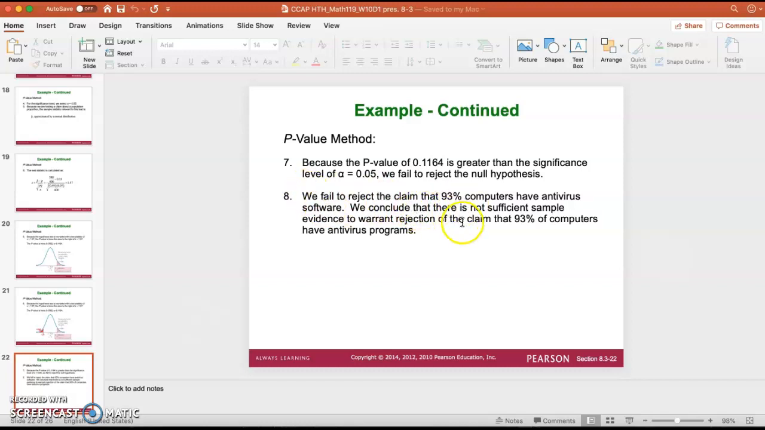We conclude that there is not sufficient sample evidence to warrant rejection of the claim that 93% of computers have antivirus programs. So again, we just took that fail to reject and put it into different terms with context.